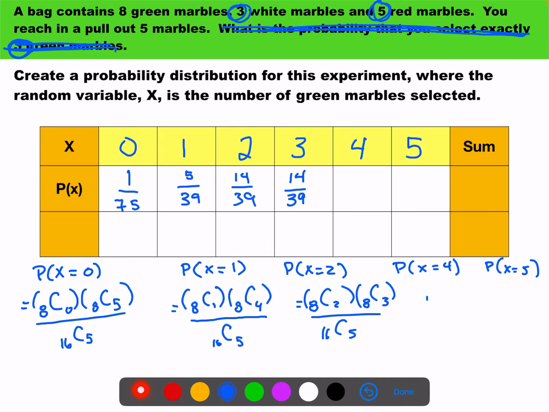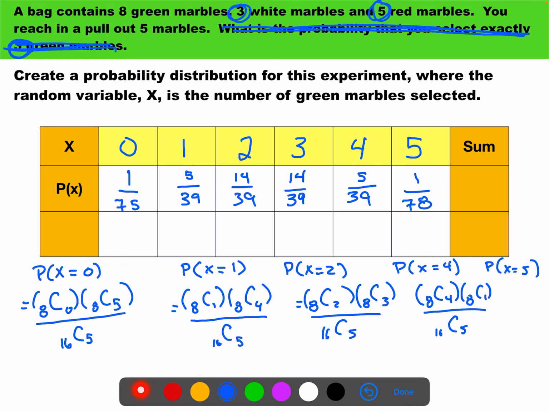Or I could get 4 green marbles, 1 not green. So you should hopefully recognize this as the cases that we did before. This case, we have 4 green and 1 not green. But now we want it to be a probability, so we put it over top of our sample space, which is the total number of ways to do anything. And then this last one will be 1 over 78.